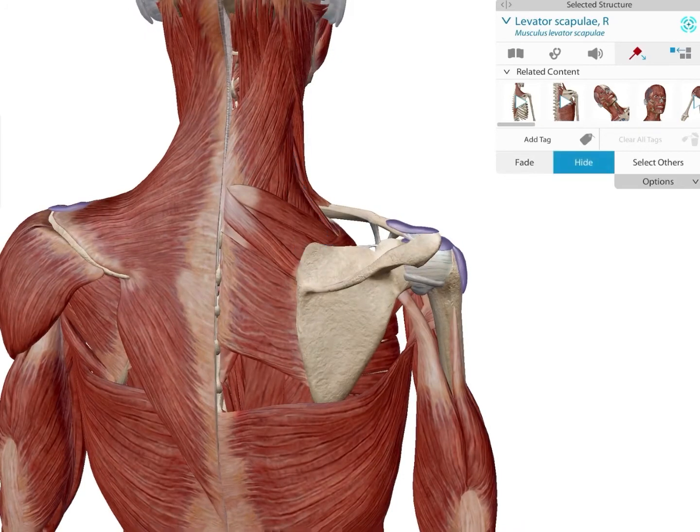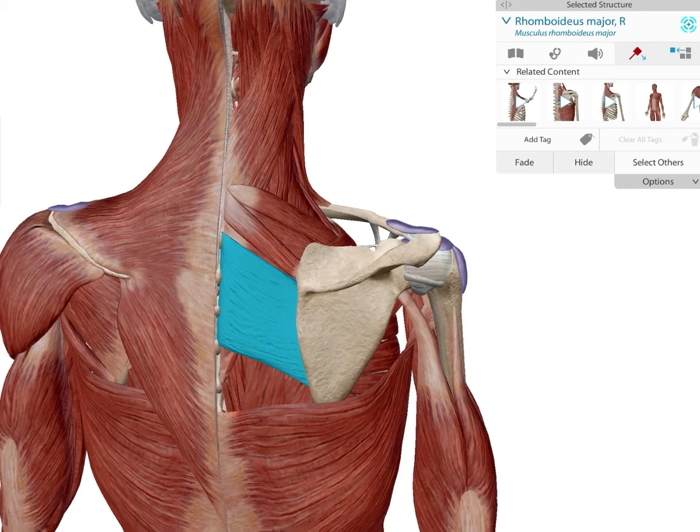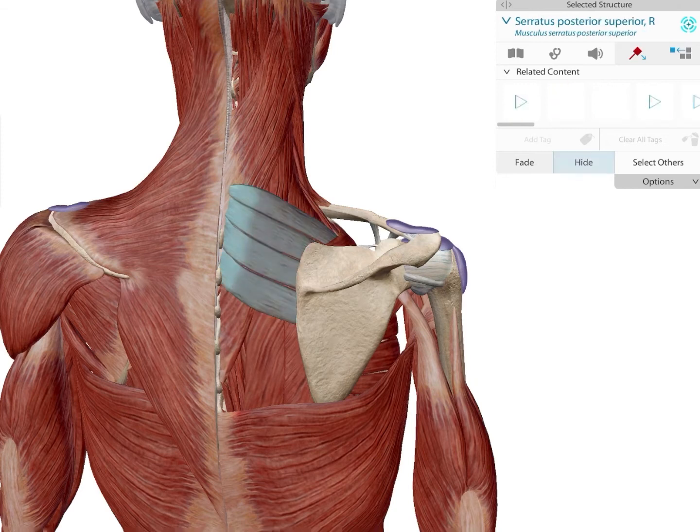Hiding it now. Next, we have the rhomboid minor and the rhomboid major. Okay? Both attached to the medial border of the scapula on the dorsal aspect. There is something that is attached to the medial border of the scapula on the ventral aspect, and we shall see that shortly. I'm going to hide these. Okay? Don't worry about these. Serratus posterior superior, serratus posterior inferior. The only thing I can say about them is these are the muscles that get contracted when you suddenly take a cold shower. Okay? Alright.